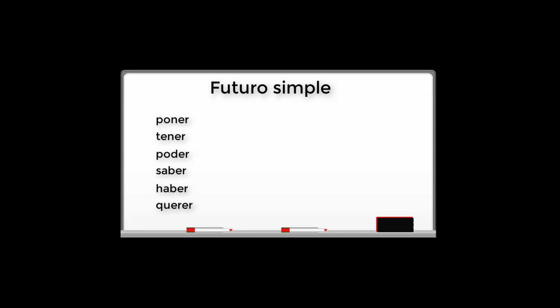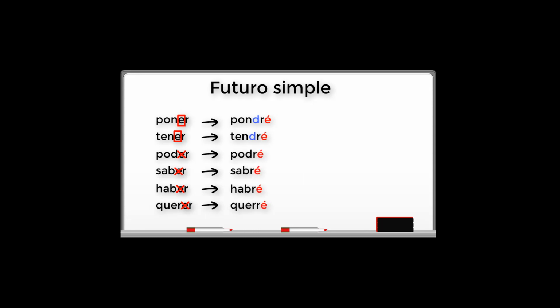Most used irregulars are poner, to put, tener, to have, poder, to be able to, saber, to know, querer, to want, and haber, to have. In poner and tener, we will just replace the e with d, and we will have pondré, tendré. In other verbs, poder, saber, querer, and haber, we will just remove the last e, so we will have podré, sabré, querré, habré.